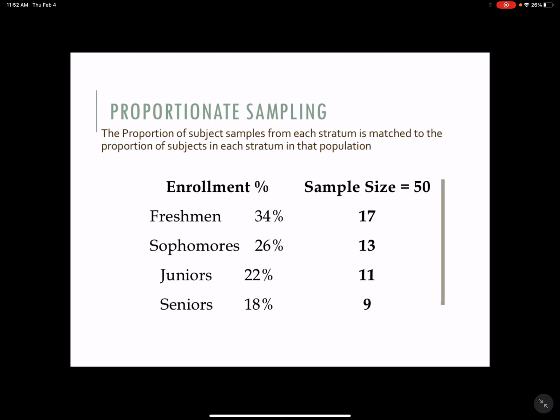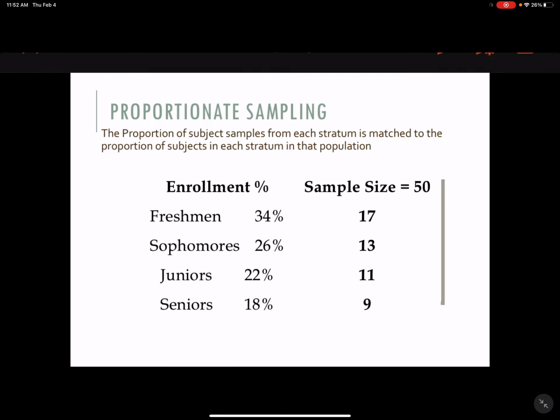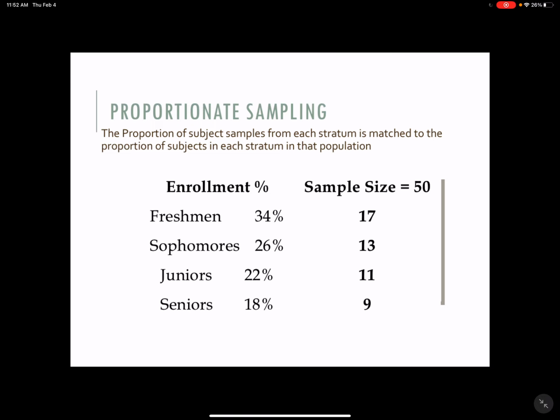We've got 50 people in our sample. So if 34% of the population is freshmen, 34% of our sample of 50 is 17. We've got to get 17 people in our sample. 26% of 50, for sophomores, is 13 people in our sample. 22% for juniors, 22% of 50 is 11, and then 18% seniors, and 18% of 50 is 9. So in this case, we have what's called proportionate sampling.